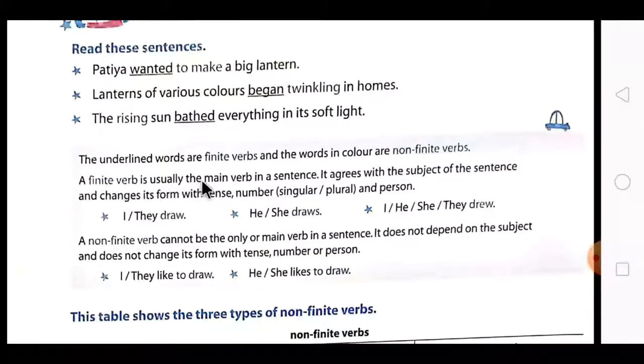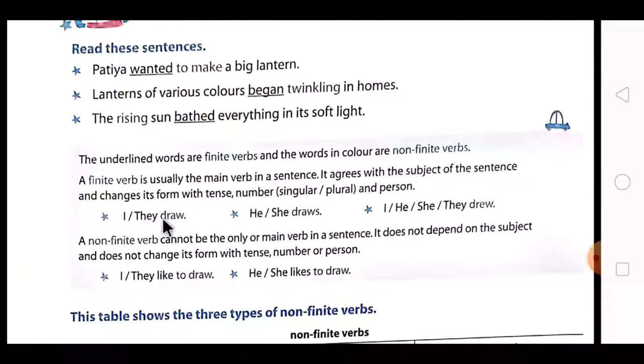It is usually the main verb in a sentence. Always the main verb, the thing that is being done, is called the finite verb. And then it agrees with the subject. It is connected with the subject. It changes its form with tense, number, singular, plural and the person. The examples are given over here.